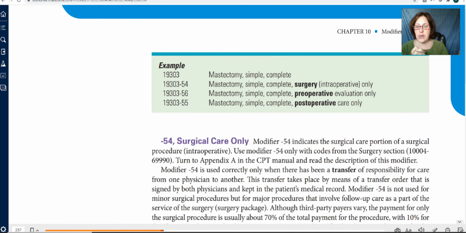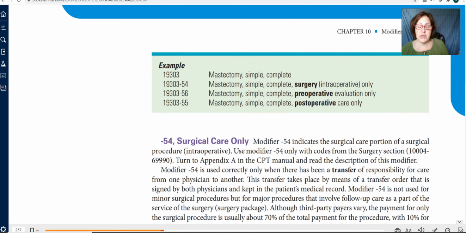So on your screen, we have the mastectomy. So the doctor gets paid for all of it. So the doctor would bill the code and get paid for all of it in one chunk of money. Well, what if the doctor didn't do the whole thing?